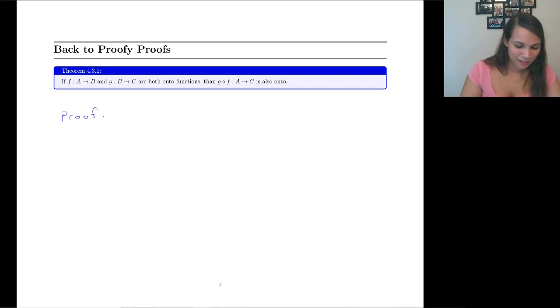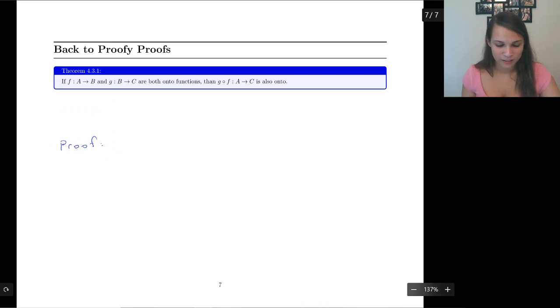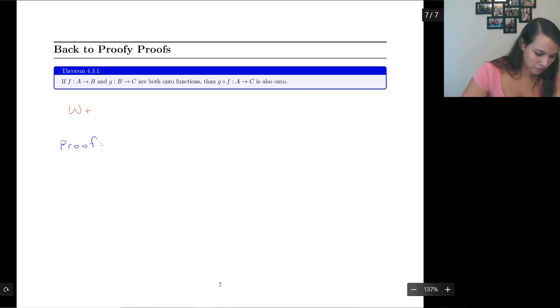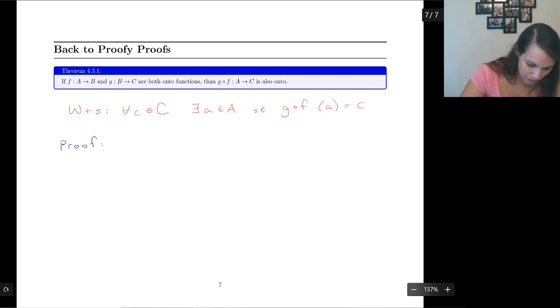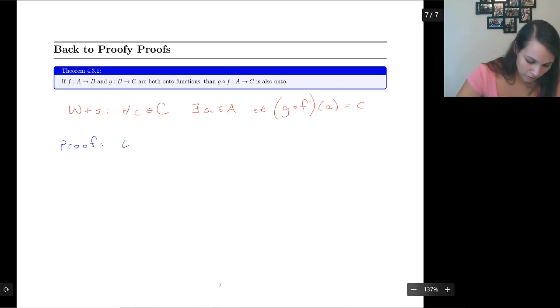Actually, after writing the proof, it became obvious to me. I'm just like, wait, so what am I going to do? What do I have to do? So let's write a goal really fast. We want to show that for all C in big C, we can find an input A in A such that the function of A is going to be equal to C. Okay, that's going to give us onto. We need outputs in all of C.